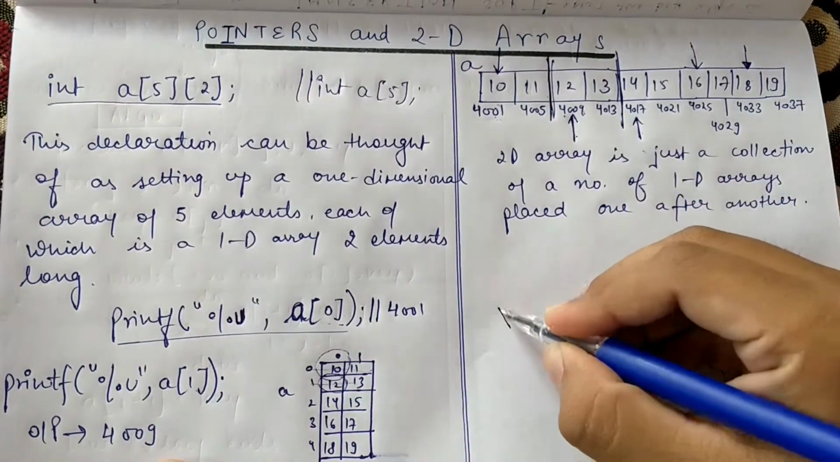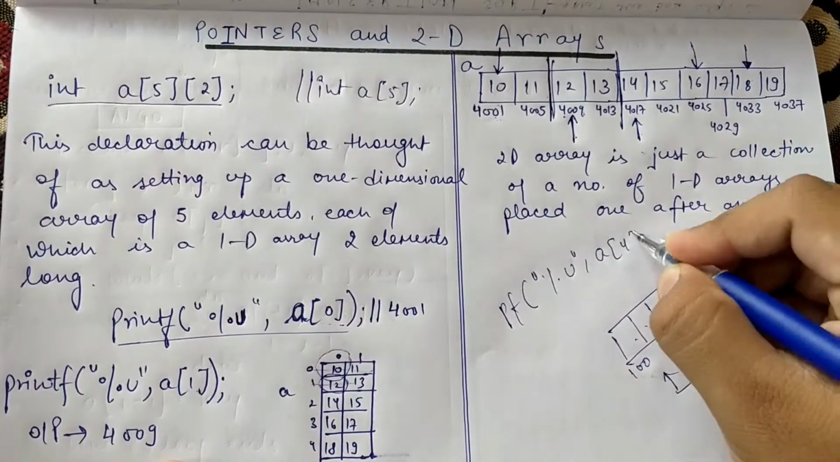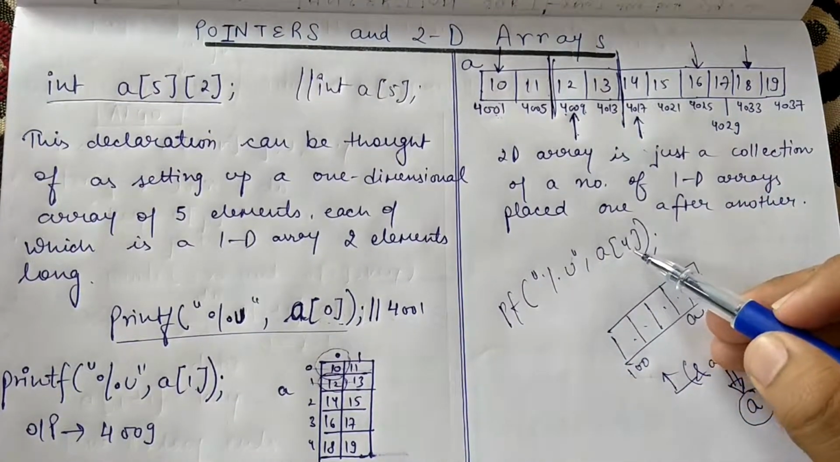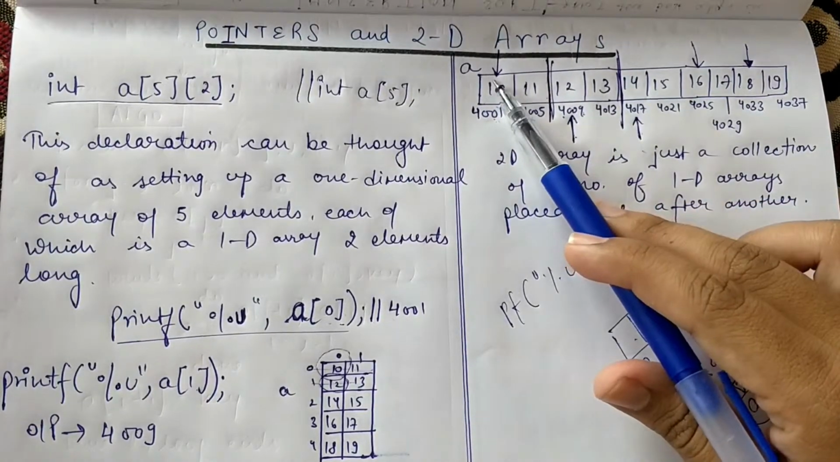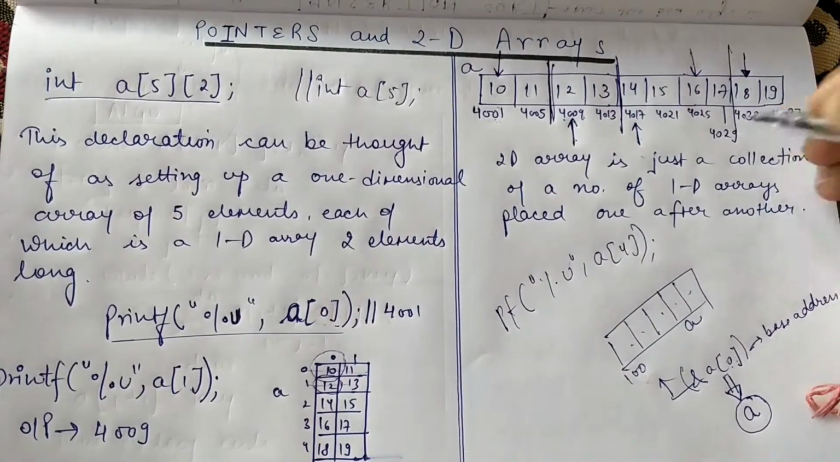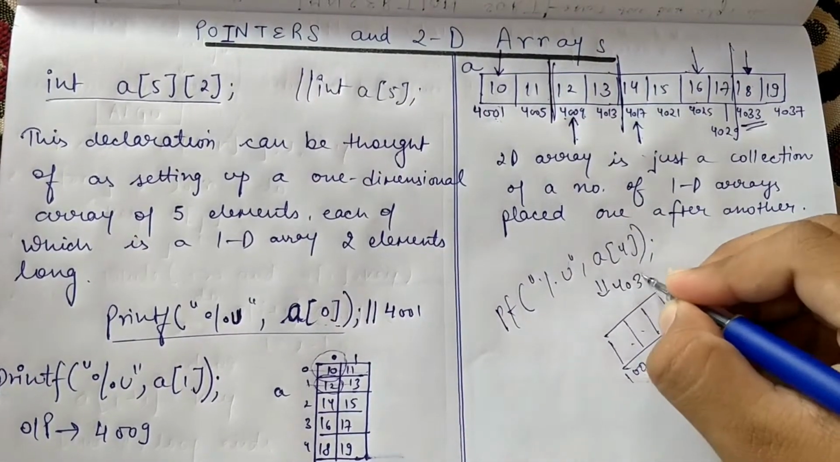Similarly, if I say printf percentage u a of 4, it will print the base address of the fourth one-dimensional array. So this is the 0th 1D array, first, second, third and fourth. So it will print the address 4033. Okay, so the output of this will be 4033.